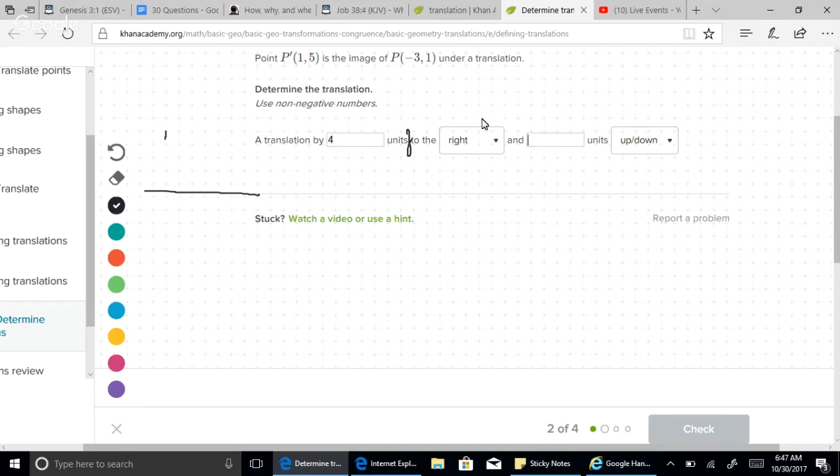And then we have to consider the y-axis. Here's where we started, at the 1, okay? And then it moved up to the 5. Well, what's the distance between 1 and 5 on a number line? It's 4 units. And because we started at the 1 and we went to the 5, we're going 4 units up.